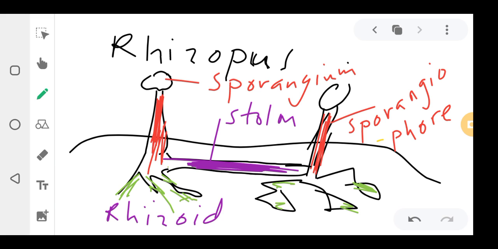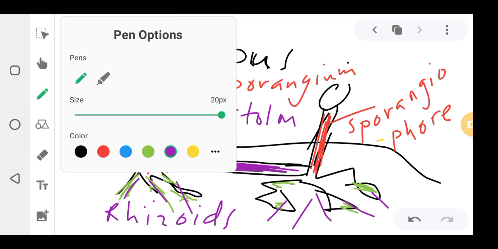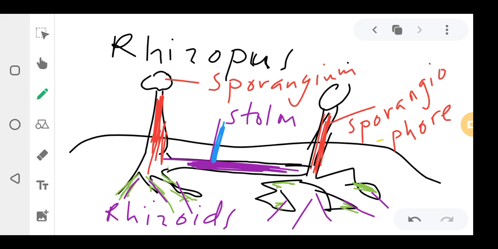Rhizoids. These ones that look like roots down here, that's what we call rhizoids. Sometimes they'll ask which part in the rhizopus looks like roots, so you should know it is rhizoids. If they ask which part is horizontal, they mean stolon. If they say which part looks vertical, you're talking about the sporangiophore, the vertical hyphae.